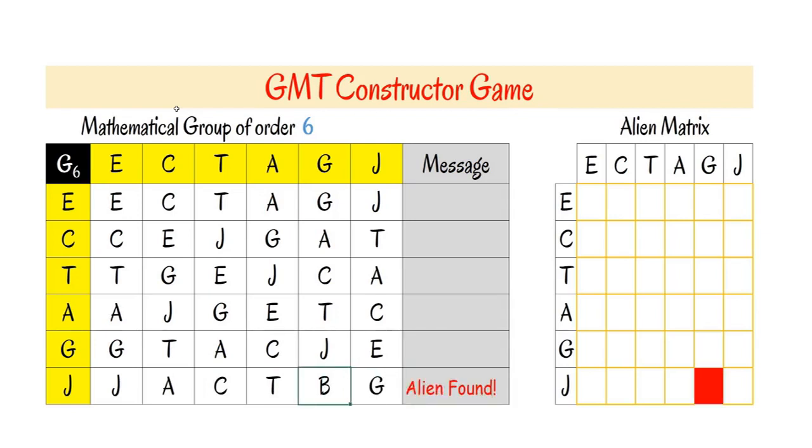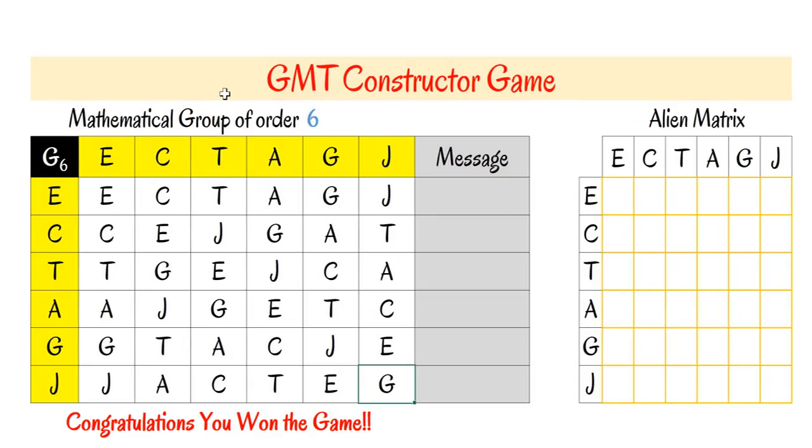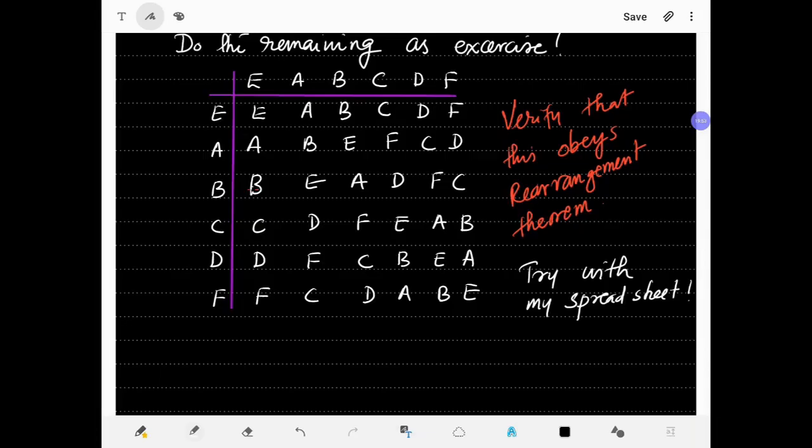Now this is a simple group multiplication table constructor game. Now you can do an assignment by extending this group multiplication table of order 6 to some other number, say 12. If you are familiar with Excel sheet, you can immediately extend this group multiplication table to whatever number you want, and that's about my group multiplication table game.